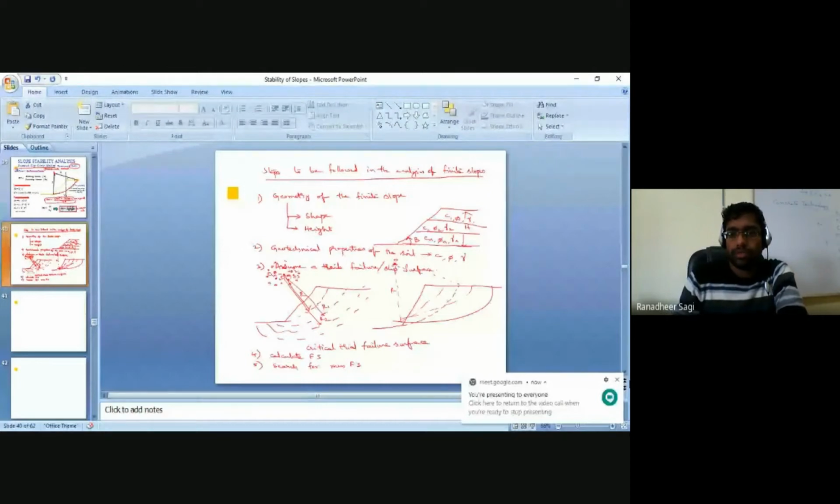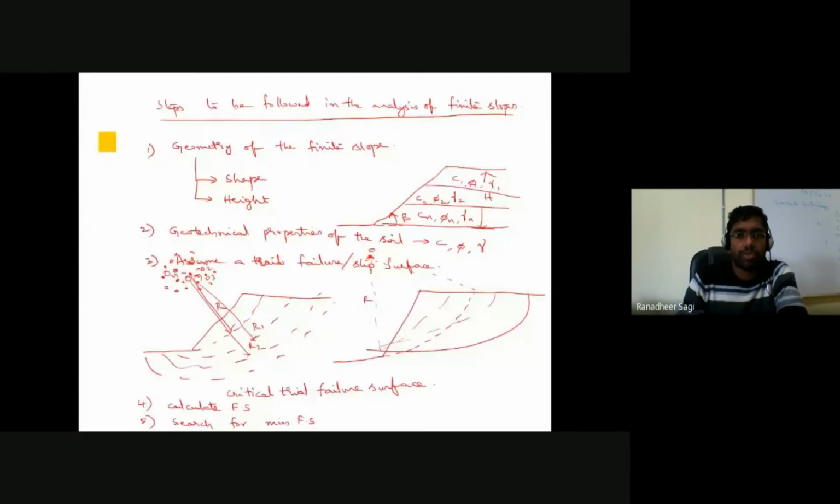In our last class, we were talking about the analysis of finite slopes, in which, towards the end of the discussion, we talked about the different steps to be followed in the analysis of a finite slope. Particularly, the case we have been referring to is the Swedish circle method. It may not be only the Swedish circle method; the other methods also have similar kinds of steps that we are going to follow.